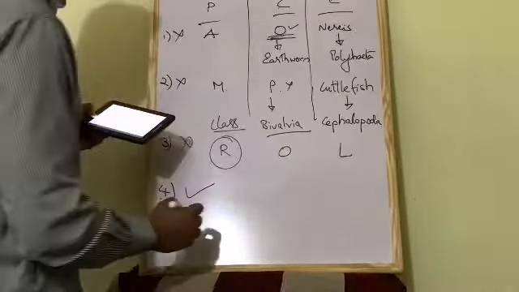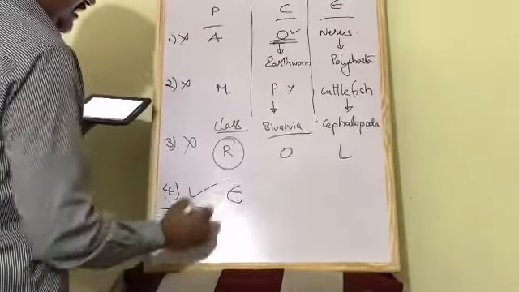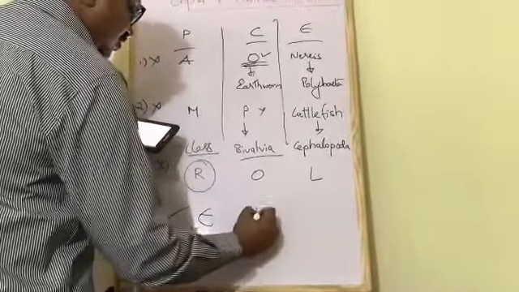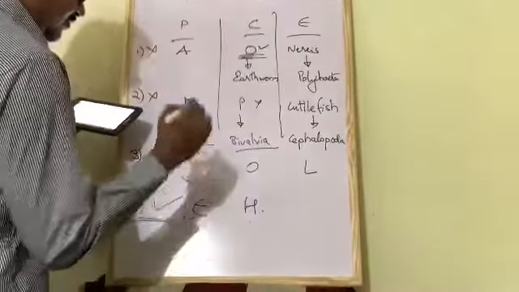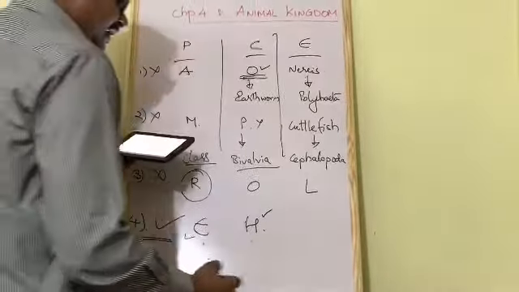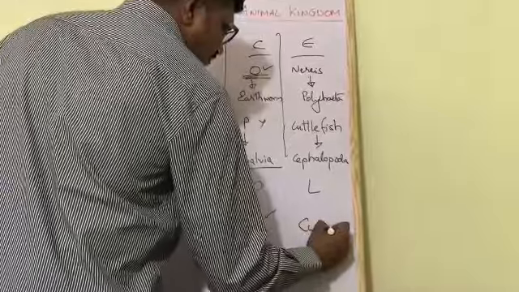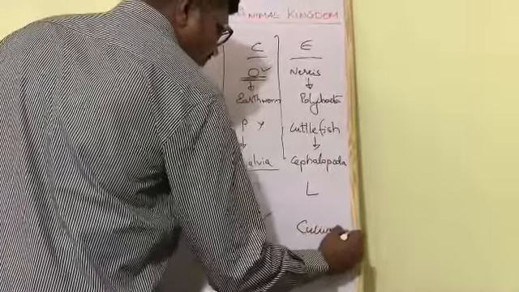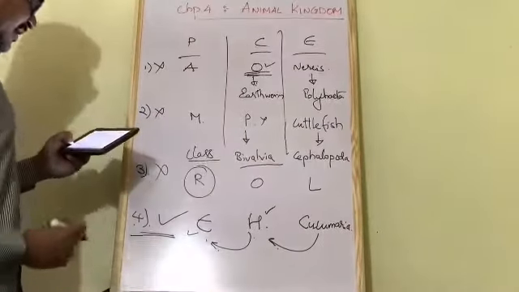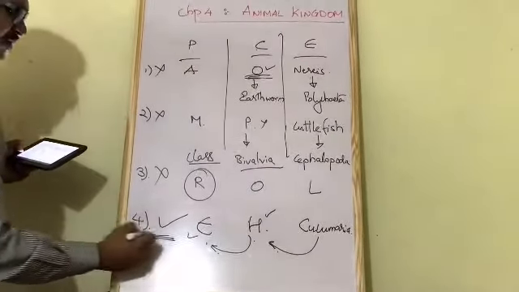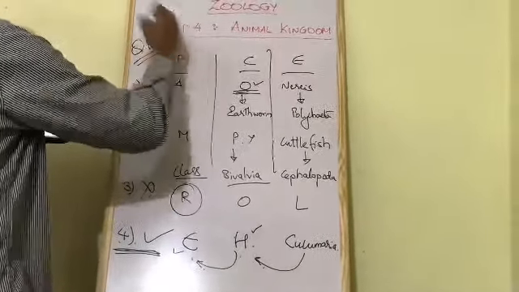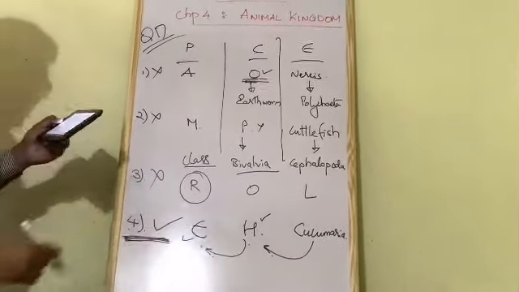But let us understand why. Option number 4 says phylum Echinodermata. Yes, Echinodermata is phylum. Next comes Holothuroidea. Holothuroidea is one of the classes of Echinodermata. So yes, Holothuroidea is also correct. Next comes Cucumaria, and Cucumaria is sea cucumber, and sea cucumber belongs to Holothuroidea of phylum Echinodermata, and hence option number 4 is correct. So question number 17, option number 4 is correct.